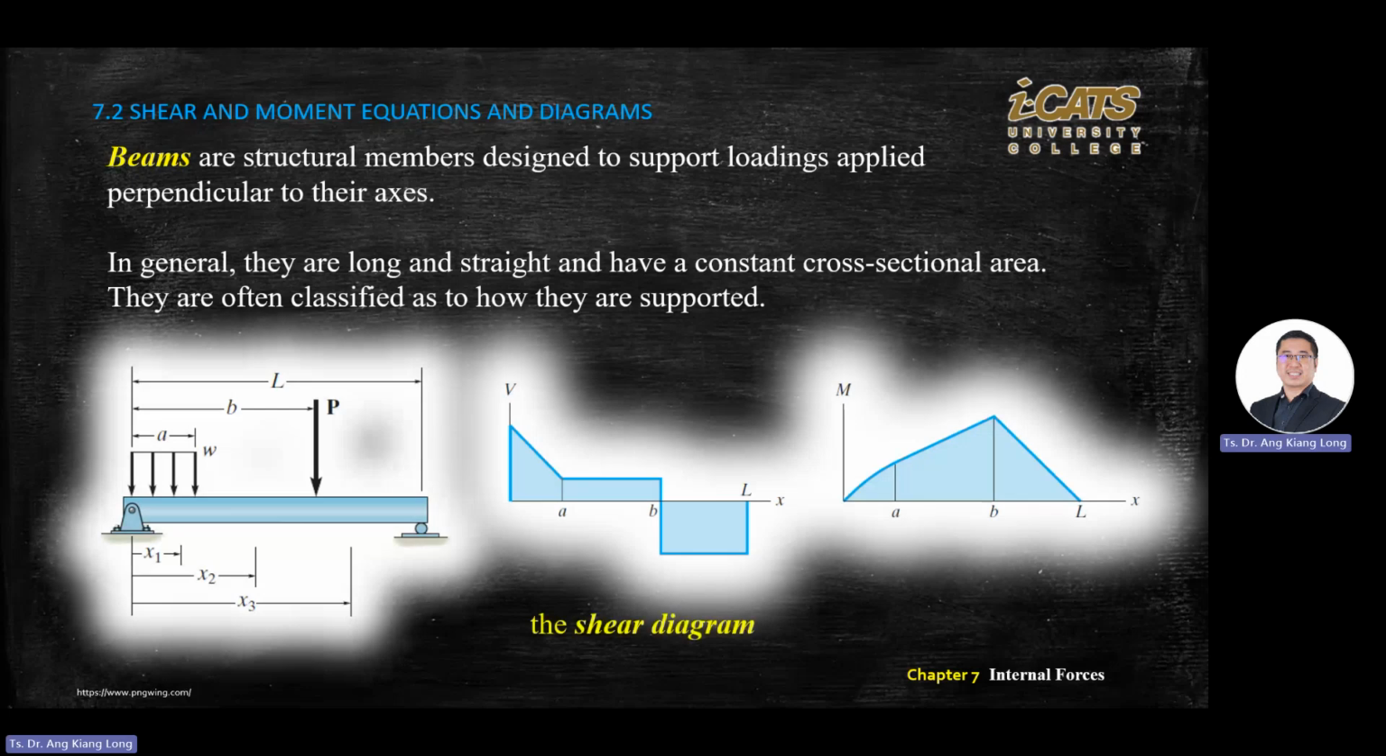Okay, we continue. So V versus X is called the shear diagram. So in a test or final exam, if the question is about chapter 7, for sure you're asked to draw the shear diagram and the bending moment diagram. The shape of that, at the moment, you just have a look.